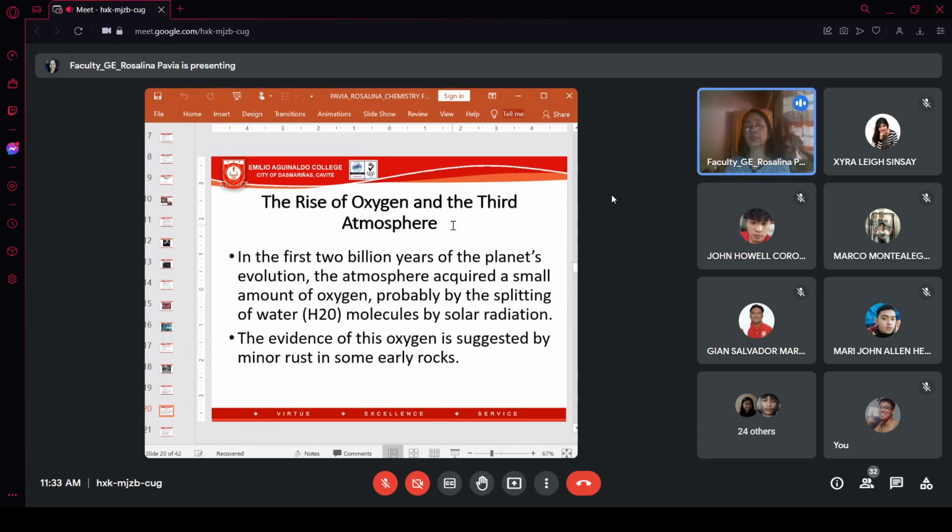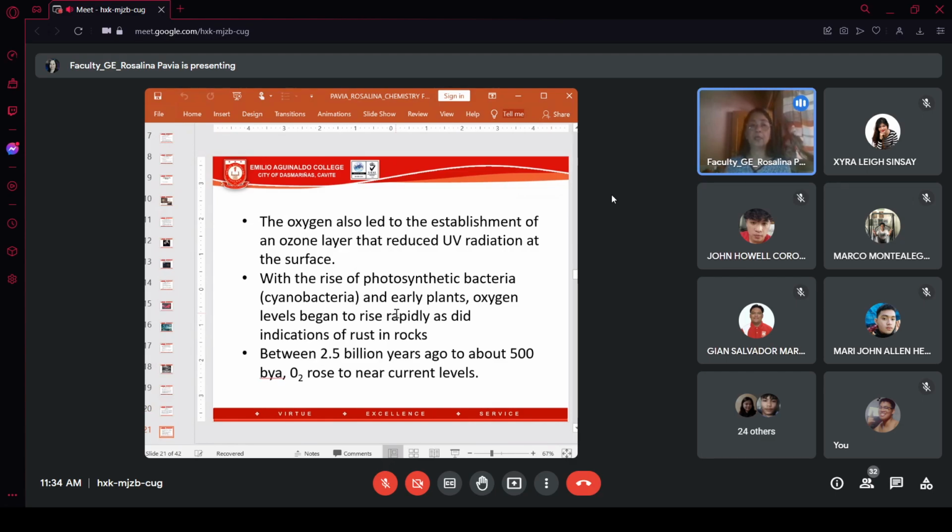Because of the rust developed on the surface of early rocks. Diba, when iron is oxidized, nagpo-form ng rust. Therefore, they concluded that oxygen is already present. Kasi nagkaroon ng kalawang sa ibabaw ng mga bato. And remember that iron can be mined from rocks. Alright?